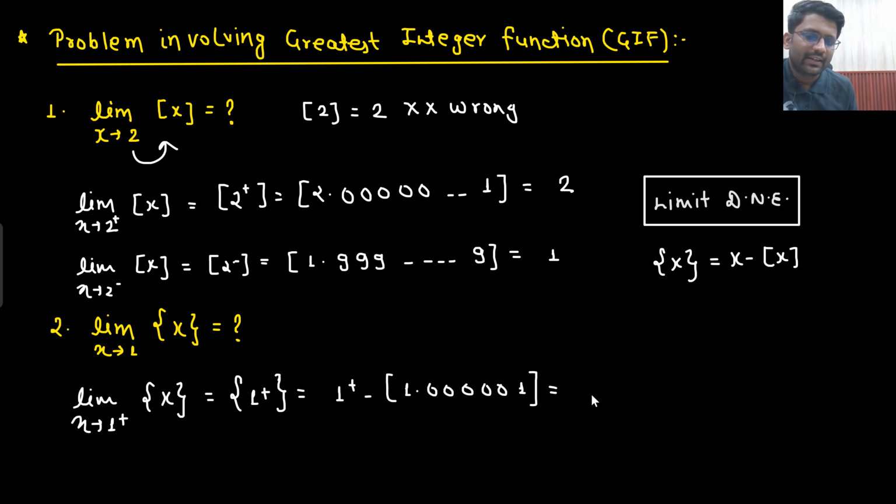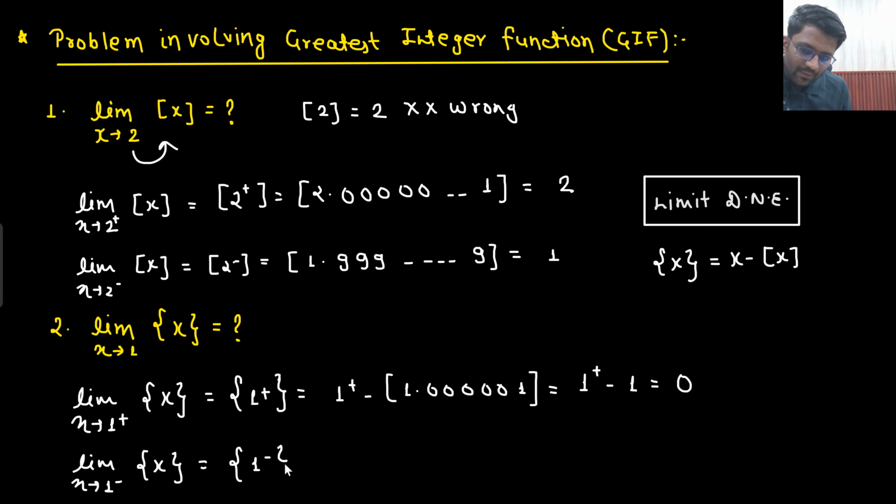So now what would this greatest integer function do? The greatest integer function would simply give the least integer. Now 1 plus some value greater than 1, minus 1, will be nearly equal to 0. Right?